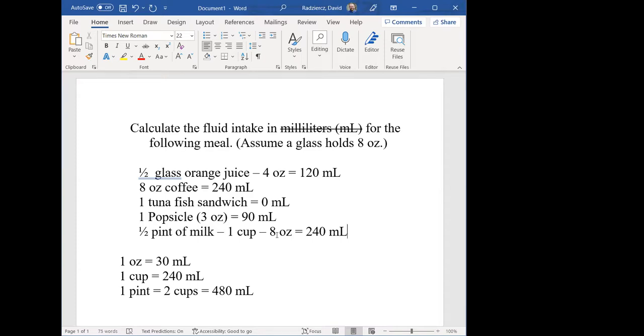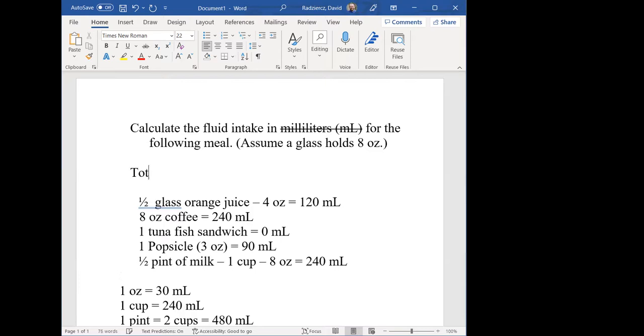And then all you're going to do is add those up. So 120 plus 240 plus 240 plus 90. I will use my trusty calculator. So 240 times 2 plus 120 plus 90, and you should get 690 milliliters as your total amount. So the total intake was 690 milliliters. And I was just going to underline that.